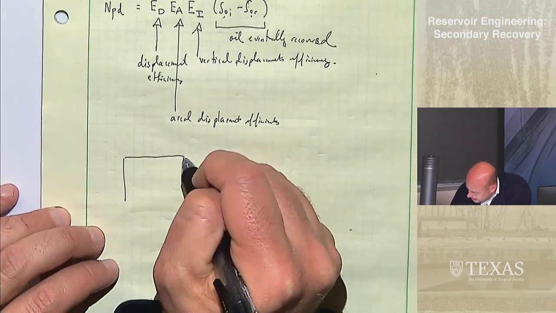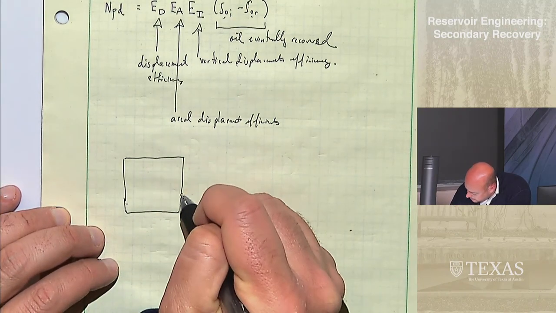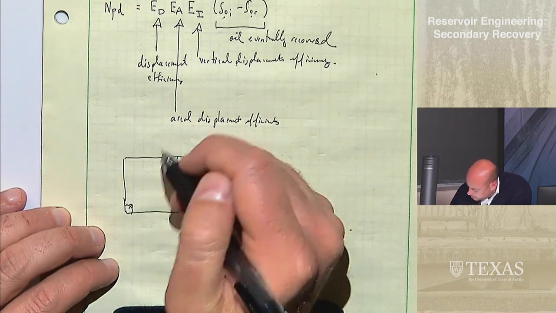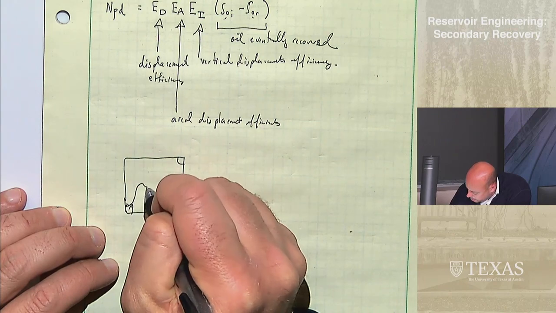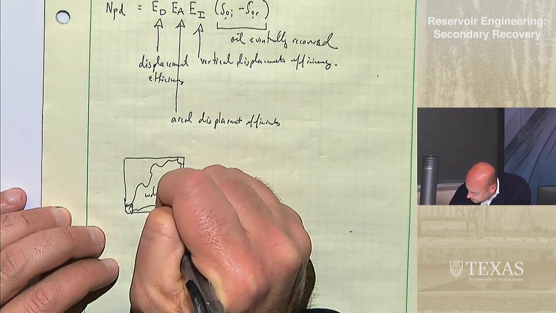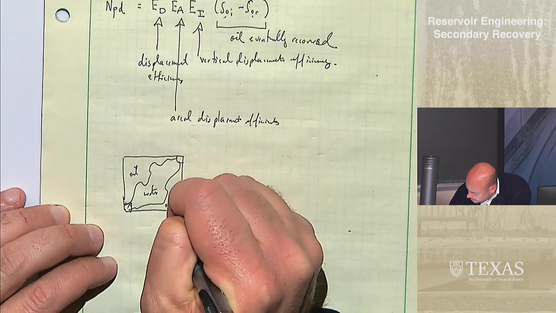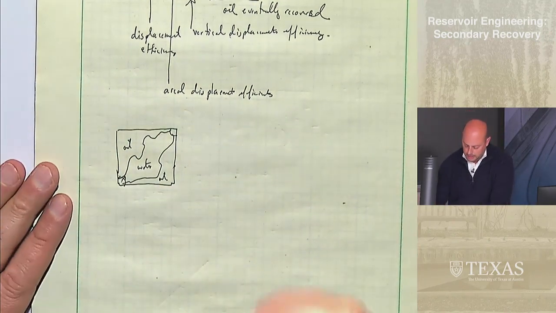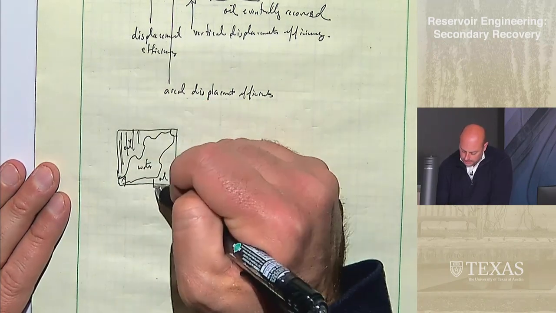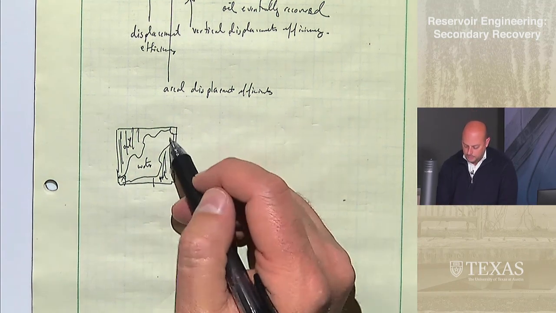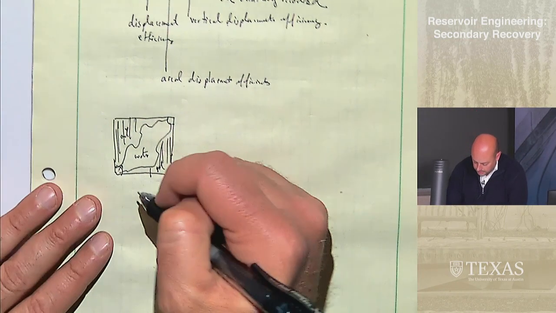So EA occurs in two dimensions. And if you had an injector well over here and a producer well over here, then maybe what the water does is something like this. So this is water and this is oil. The oil that doesn't get produced over here at some given time is due to aerial displacement efficiency. So it creates these fingering maps, which we'll talk about. This is EA.